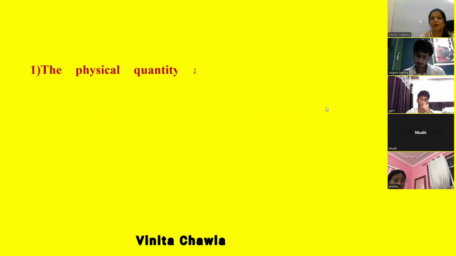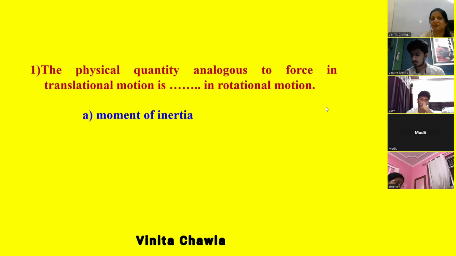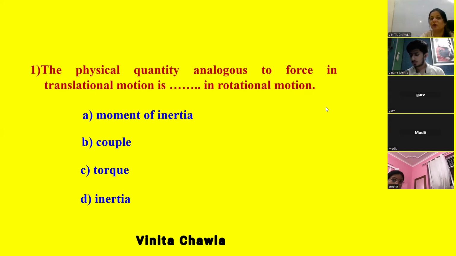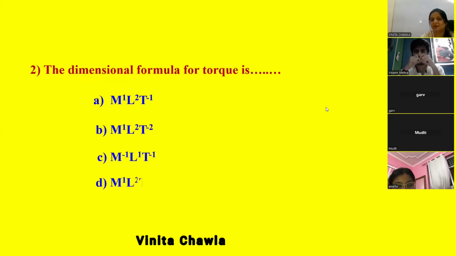Now we have questions based on this. The physical quantity analogous to force in translational motion is dash in rotational motion. Our options are these. Analogous to force in translational motion, what do we have in rotational motion? We have torque. Second question, the dimensional formula for torque is, yes, it's ML2T minus 2.